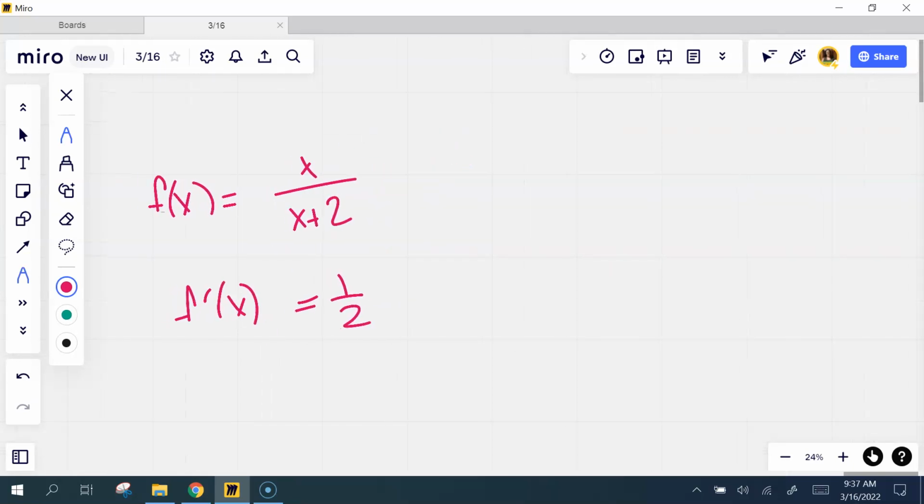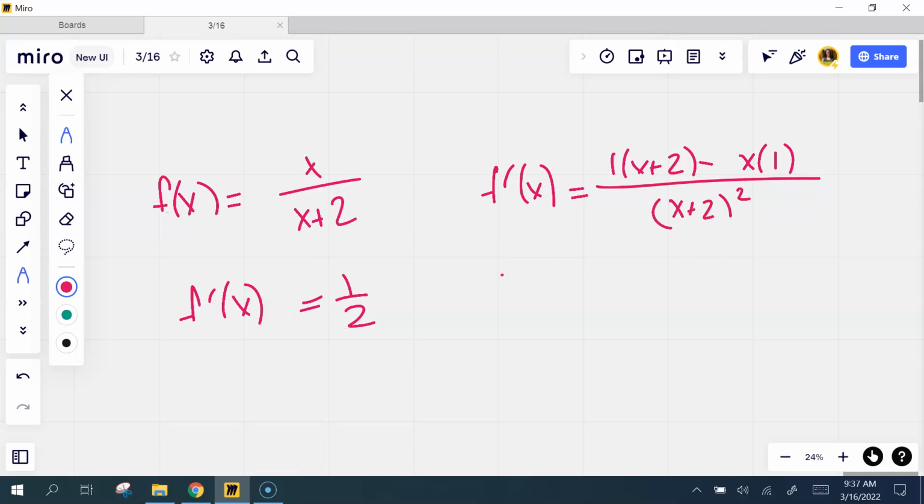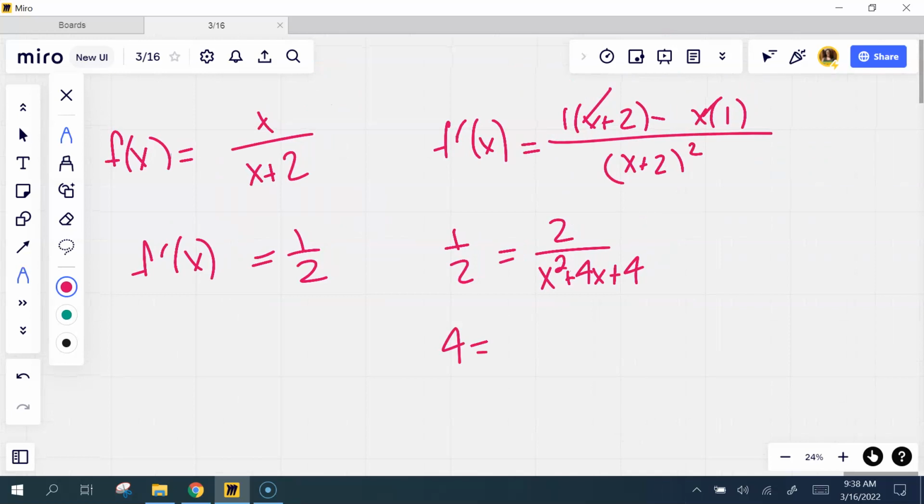All right, so if I find f prime, here's your quotient. Derivative of the top times the bottom minus the top times derivative of the bottom, all over the bottom squared. I need to know where this equals 1/2, so I had to multiply this out. The x's cancel, 2 minus 1, right? Oh no, just 2. So you have 2 over, FOILed out, x squared plus 4x plus 4. Cross multiplied, 4 equals x squared.